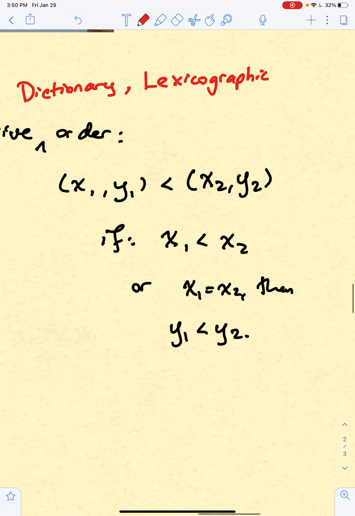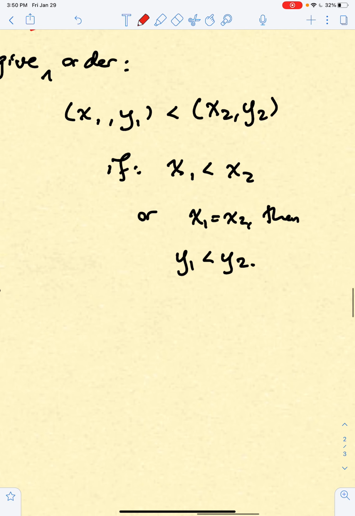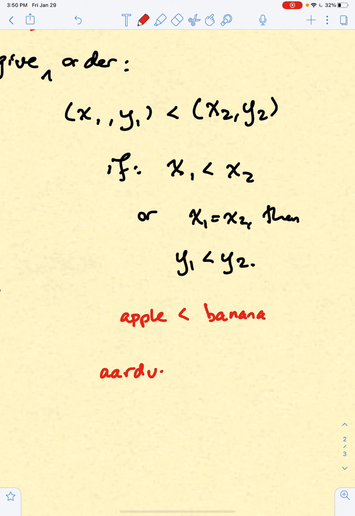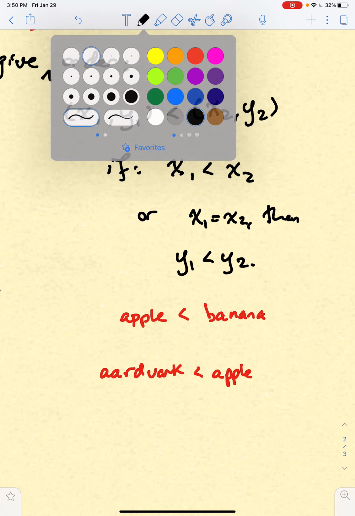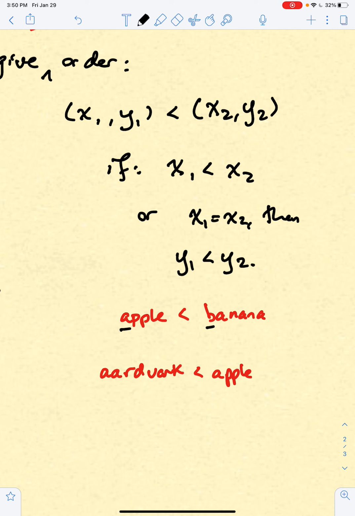How do you think about this? Why is it called the dictionary ordering? Well, we'd say apple is less than banana in the dictionary. I don't know how to spell banana. But aardvark is less than apple. In the sense that we'd first look at the first coordinate to see if they're equal. So here, A is less than B, right? A comes before B in the alphabet. But here, they're the same, so then I look at the next letter. That's why it's called the dictionary ordering.